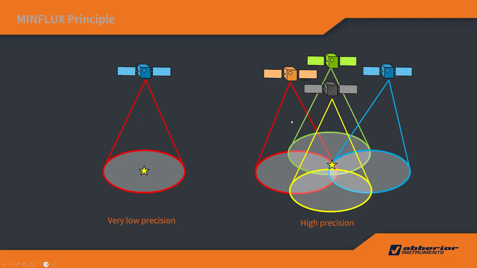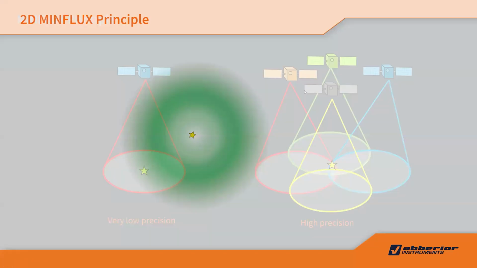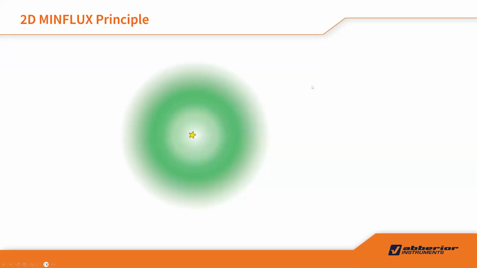If at the same time there are several satellites, depending on the relative distance or position, they try to calculate where your car is, and then you have very high precision. Actually, we do the same thing in MINFLUX. So MINFLUX is a single molecule localization technique.